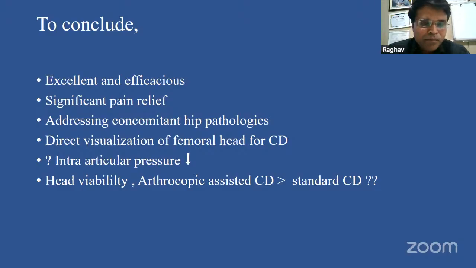But the big question mark is whether the head viability, the purpose for which we are doing the core decompression, is better. Do we have any study comparing whether arthroscopic assisted core decompression has better head viability than standard core decompression? We don't have any studies yet.